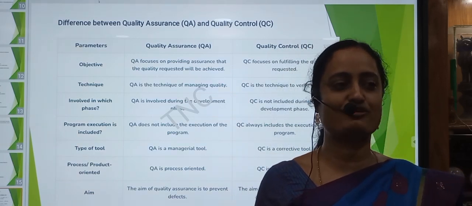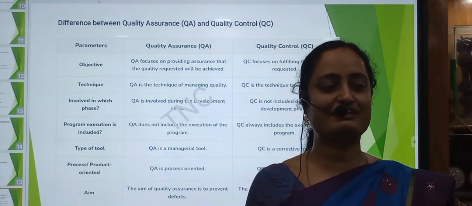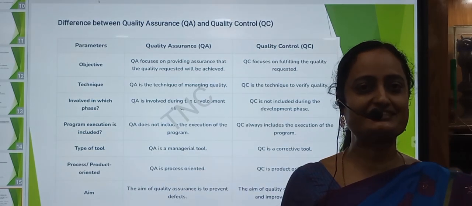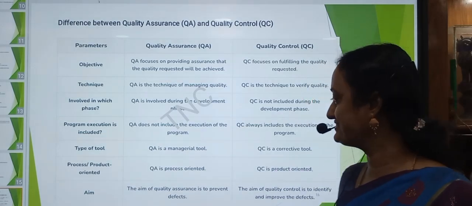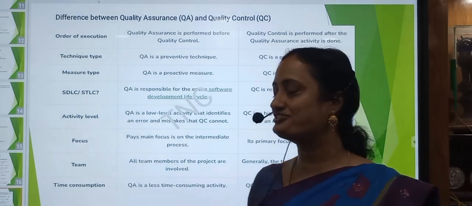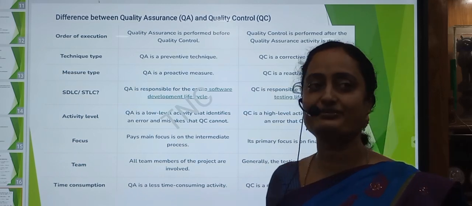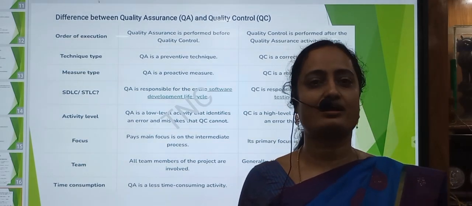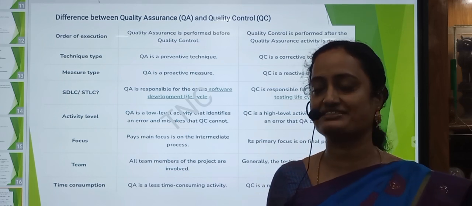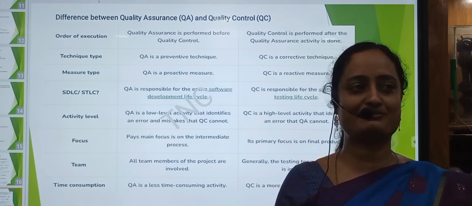Aim, or motivation. The motivation of quality assurance is to prevent defects. The motivation of quality control is to identify and improve the defects. Order of execution: quality assurance is performed before quality control, but QC is performed after the quality assurance activity is done. After that only QC will be done.